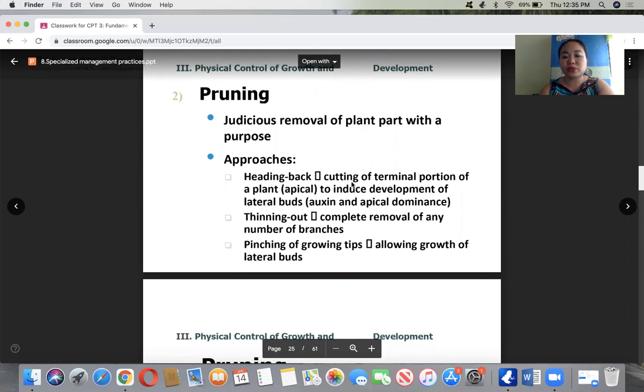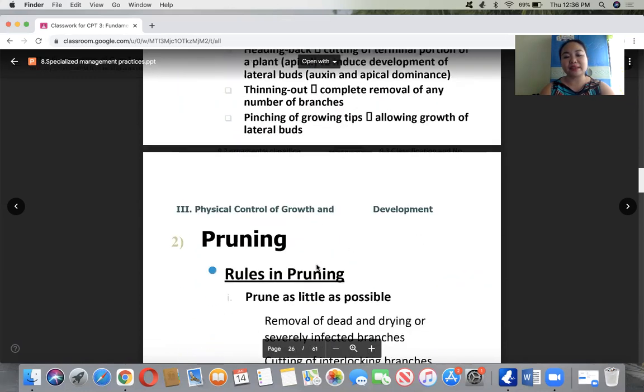So pruning is the judicious removal of plant parts with a purpose. Heading back is cutting the terminal portion of a plant to induce development of the lateral buds, using auxin and the apical dominance principle. And thinning out is the complete removal of any number of branches, and pinching of growing tips allows growth of lateral buds.